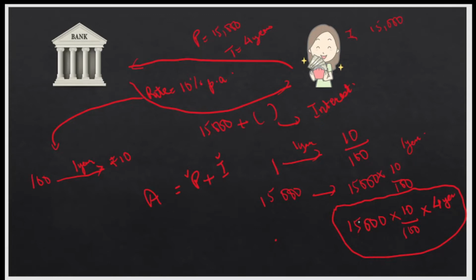This is simple interest that we get on the principal. So 15,000 here is P, 10 is the rate, 4 is the time, and this is 100. So interest is PRT over 100. Whenever you have to find interest, you just need to multiply principal, rate, and time, where time should be in years, over 100. This is the formula that you need to always remember for simple interest.